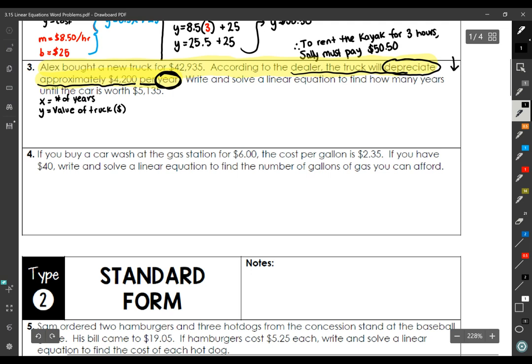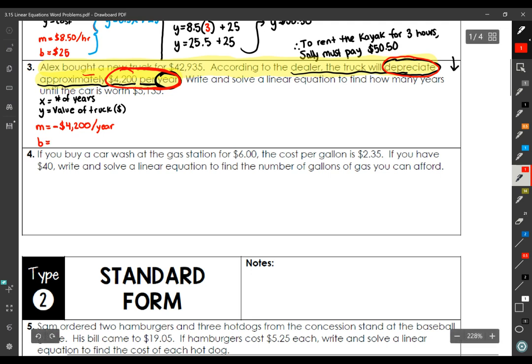So now let's find our m. What is our rate of change? Well, we see this. It depreciates. This key word is very important because it tells you our rate of change is negative. It's going down. So when I write my rate of change, it's really negative $4,200 per year.